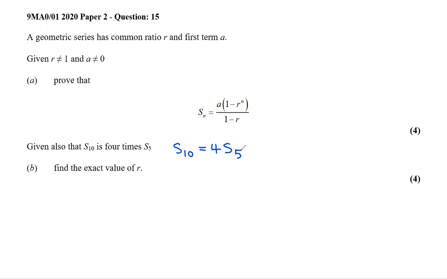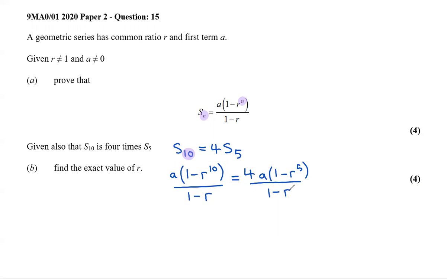So let's think of the left-hand side and what happens when we sub in n equals 10. So we can see that if we have S subscript 10, that means our n has to be 10 in our formula. So let's do that. So we sub in n equals 10. So we're going to have a multiplied by 1 minus r to the power 10 over 1 subtract r. And then on the right-hand side, this is 4 lots of the same formula, but with 5 subbed in for n. So a and then 1 minus r to the power 5 over 1 subtract r.